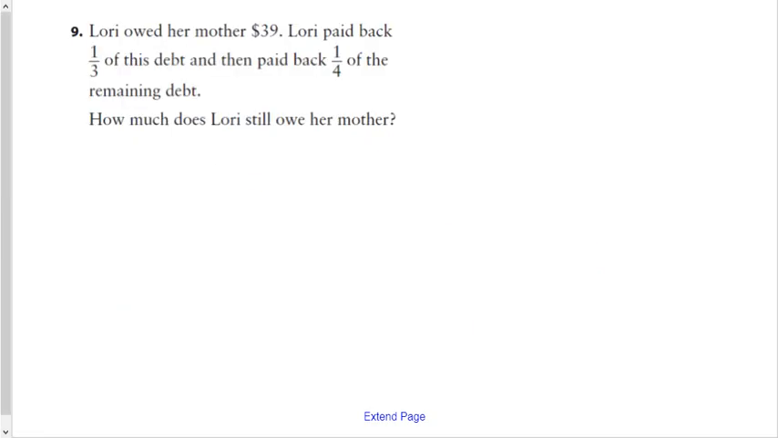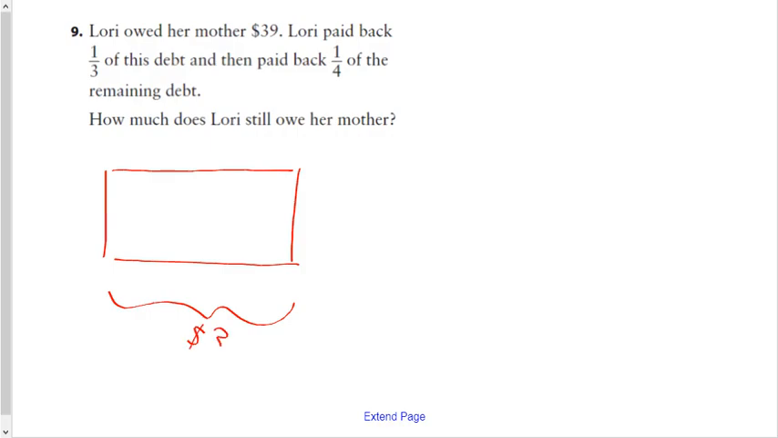Question number 9 says Lori owed her mama $39. Lori paid back 1/3 of the debt, then paid back 1/4 of the remaining debt. How much does she still owe her mother? So for question 9, I always want you to try and draw it if possible. Now, since she owes $39, the easiest way here is to make this rectangle represent her debt. Okay? That's all of her debt. If we wanted to put a negative symbol, more appropriate because it's owing $39.